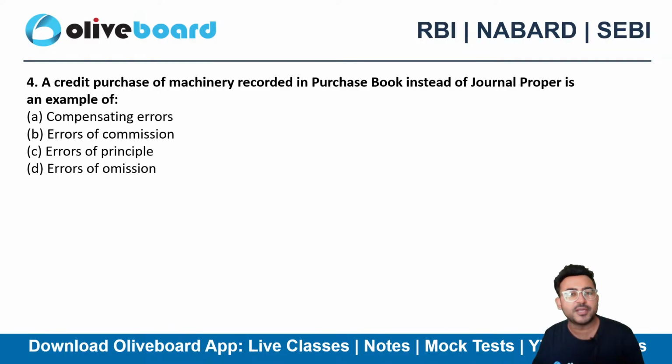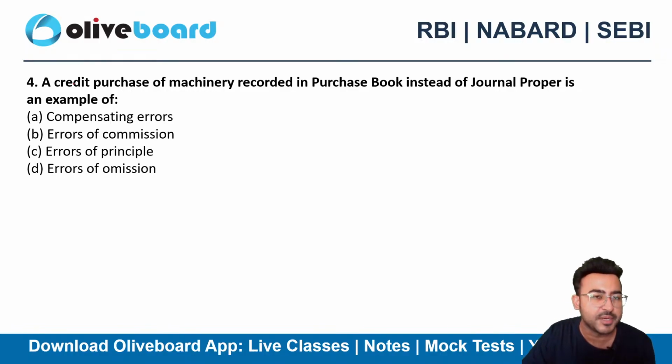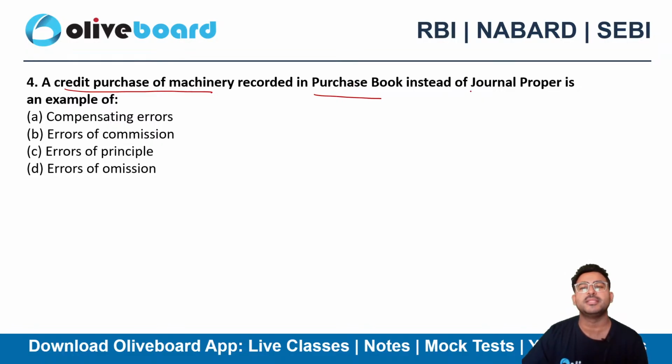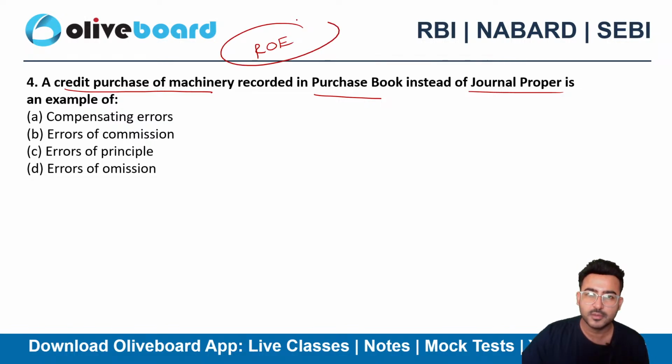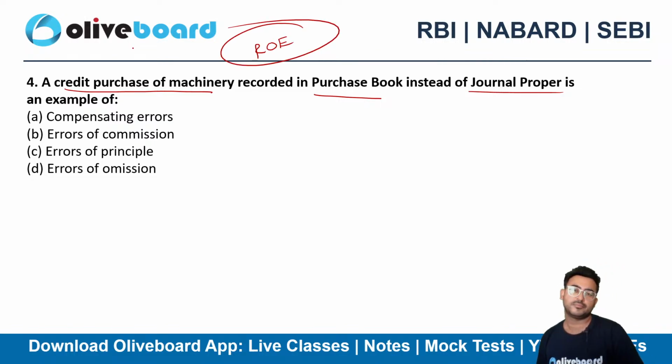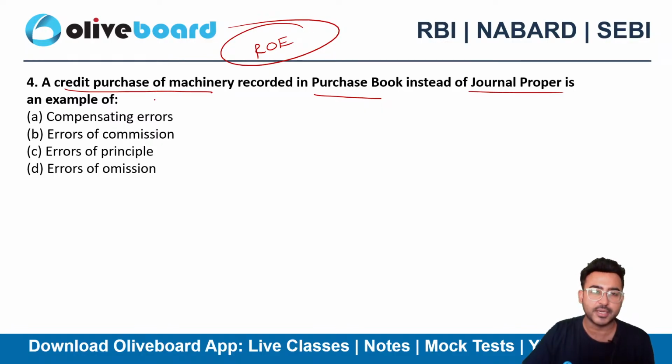A credit purchase of machine, recorded in the purchase book instead of journal proper, is an example of what? So you have purchased a machine on credit. This particular question is from rectification. I have purchased a machinery. What should be the journal entry? Ideally, what should be the journal entry?